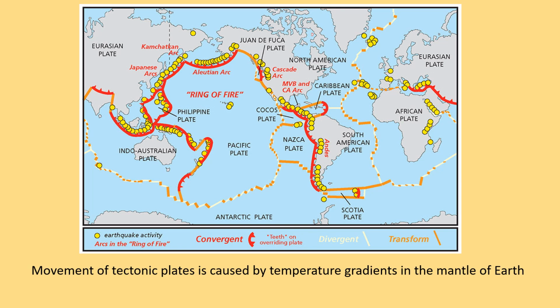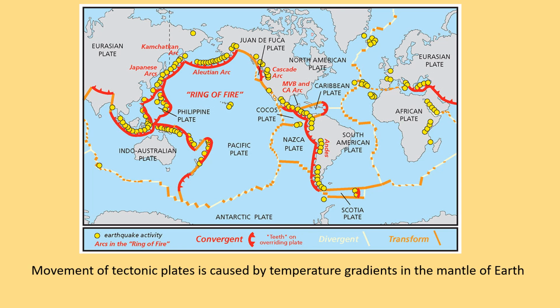So what we're looking at here is the movement of the tectonic plates around the planet. The movement of these tectonic plates forms continents, and over geologic time, continents will break apart and new plates will collide into each other and create a mountain range, etc. So maybe you've learned about this in another science class. The movement of these giant tectonic plates is driven by temperature gradients in the mantle of the Earth.